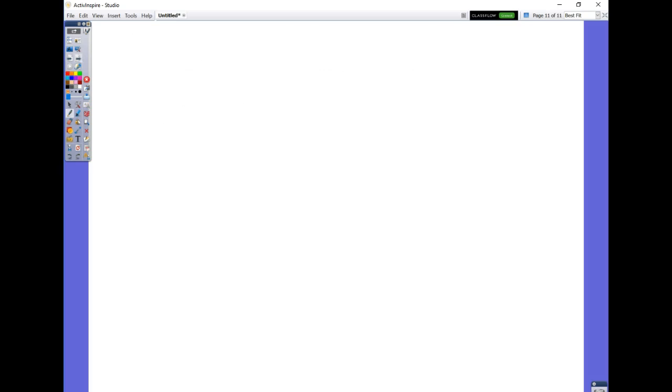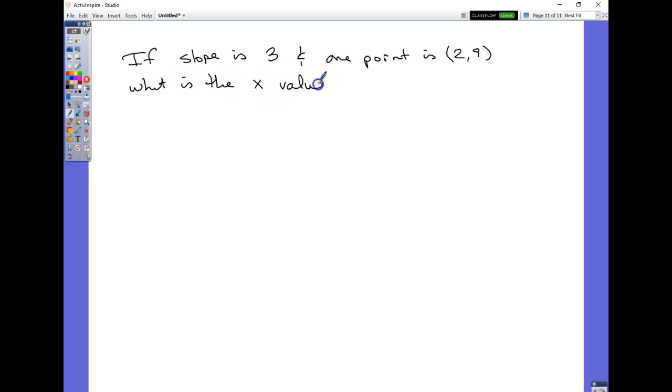Slope problem that they might ask. They might ask, if the slope is 3 and one point is (2, 9), what is the x value of the other point if the y value is 11?